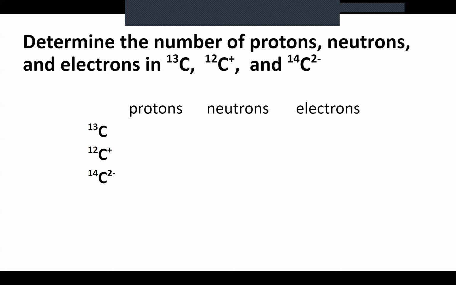Okay, consider this. Here's a chart. I'm going to give you some symbols, complete with charges, and I want you to think about the number of protons, neutrons, and electrons. It's important to have a periodic table nearby. I'll give you a second to find that.